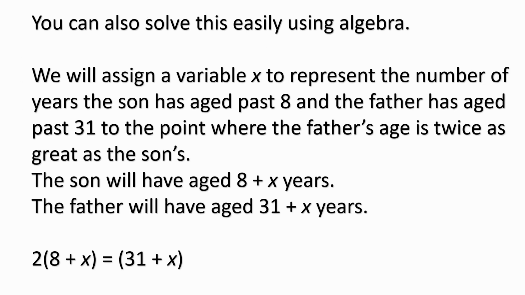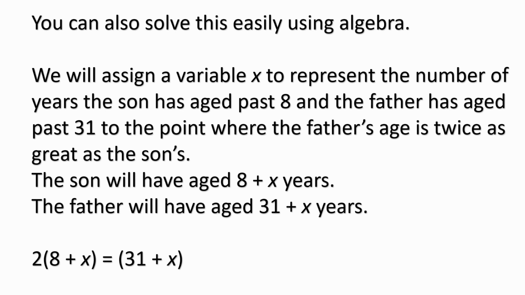But you can also solve this easily using algebra. And so we'll show you how to do that. We'll begin by assigning a variable. We'll just call it x, and x will be used to represent the number of years the son has aged past 8, and also the father, how many years the father has aged past 31, to the point where the father's age is twice as great as the son's.